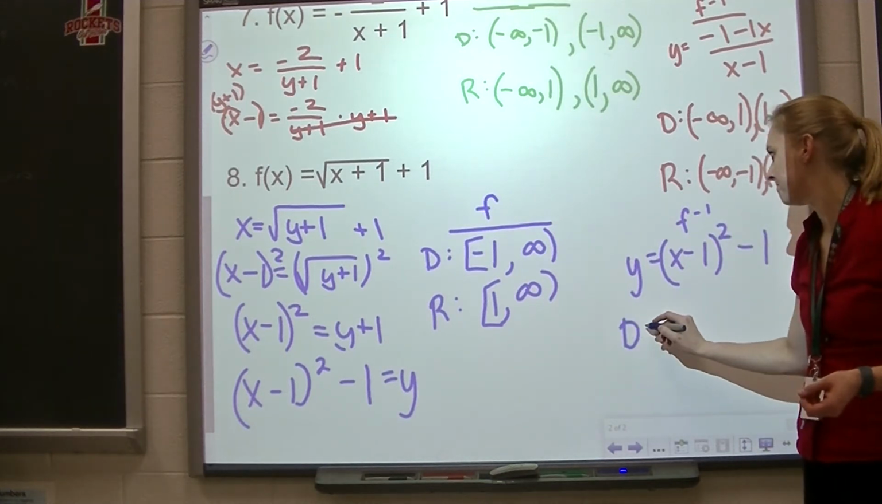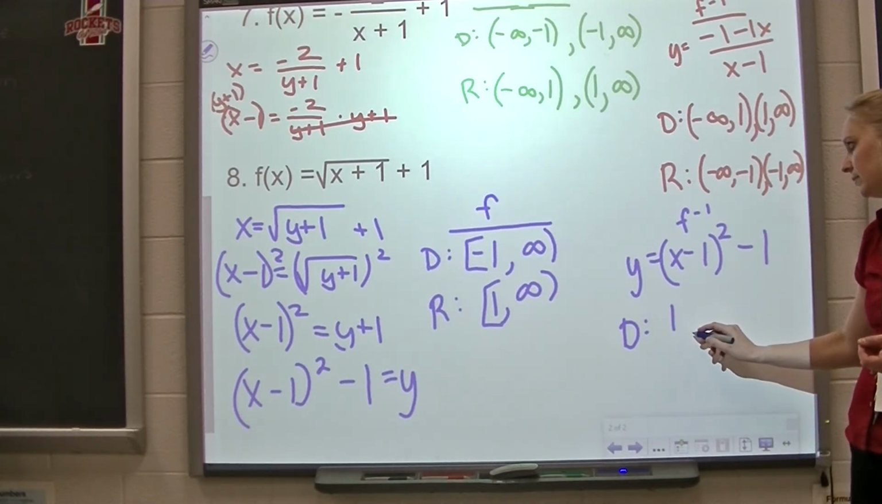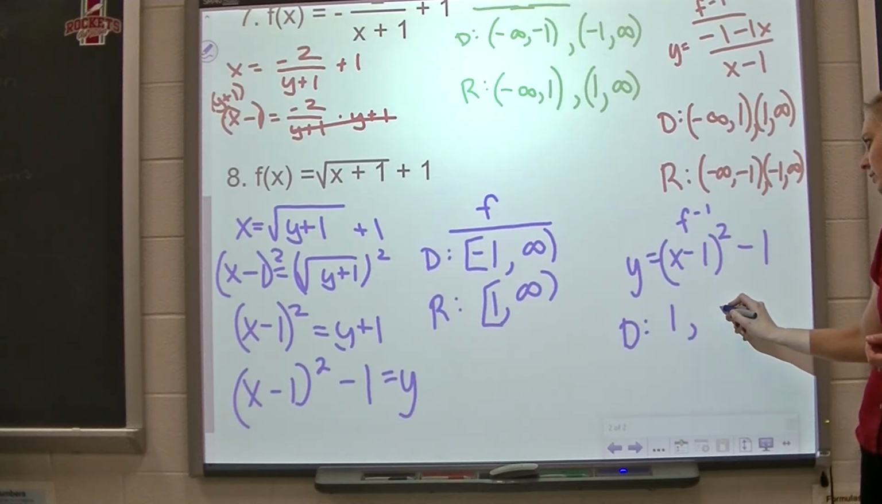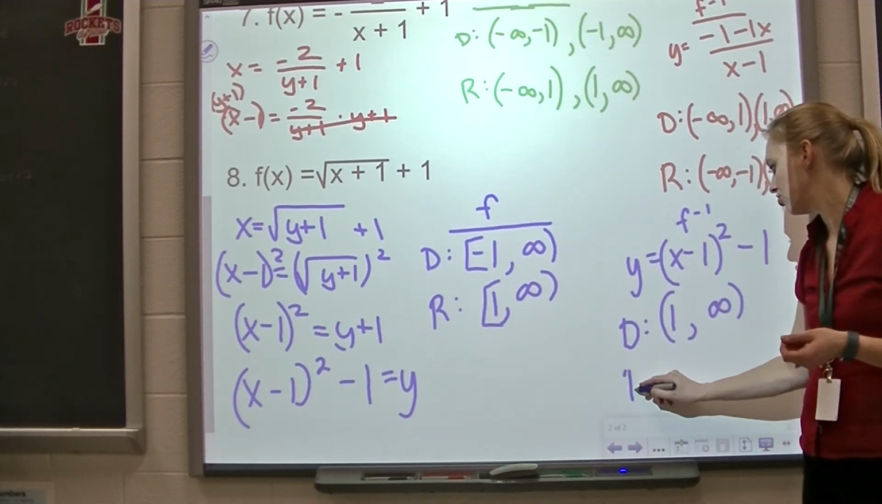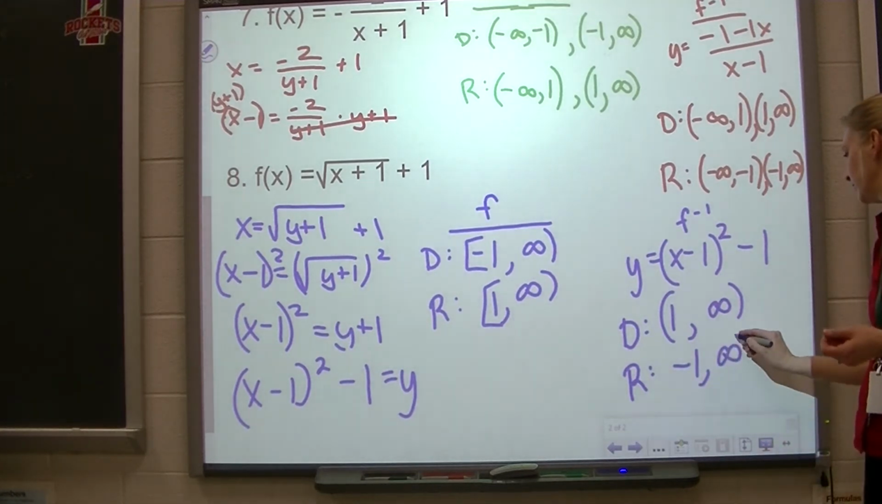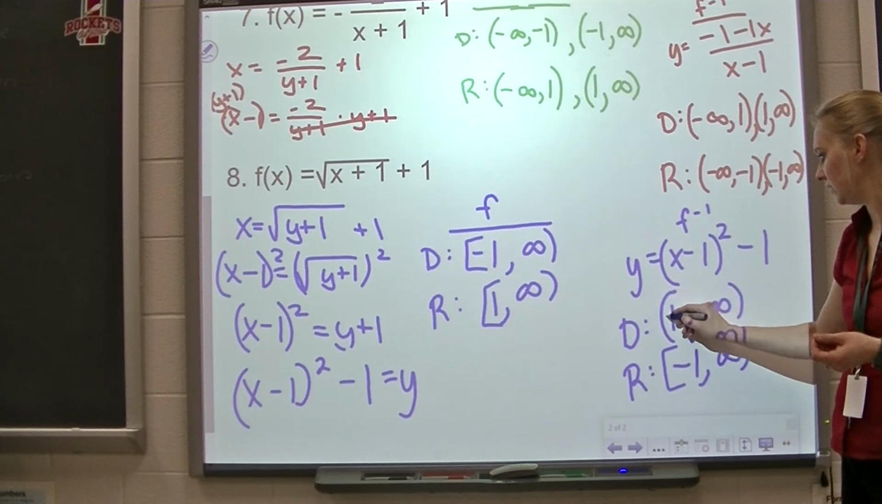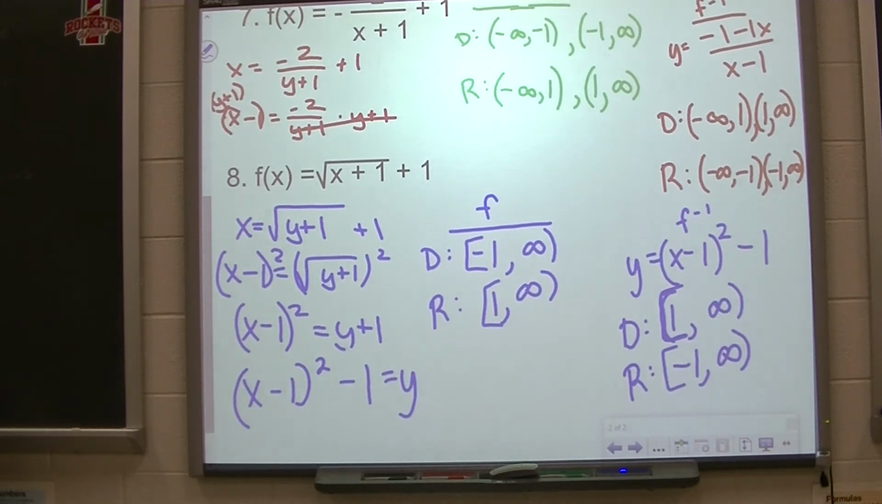So my inverse function is y equals x minus 1 squared minus 1. My domain is 1 to infinity, and my range is negative 1 to infinity. Sorry, that should be a bracket. So that would be your inverse function there.